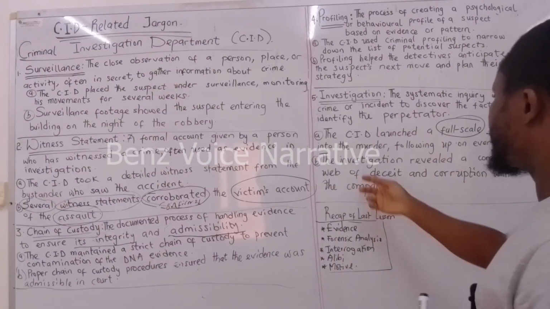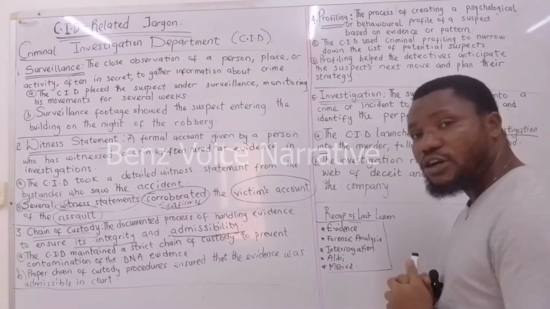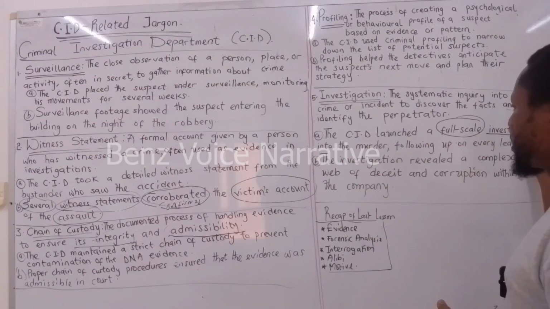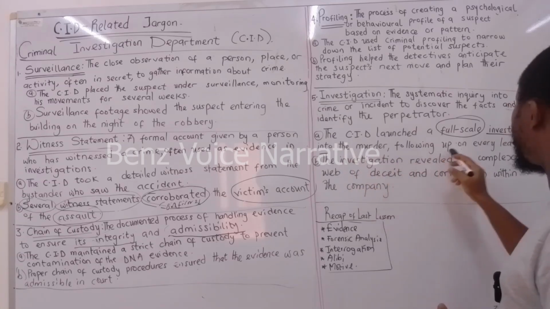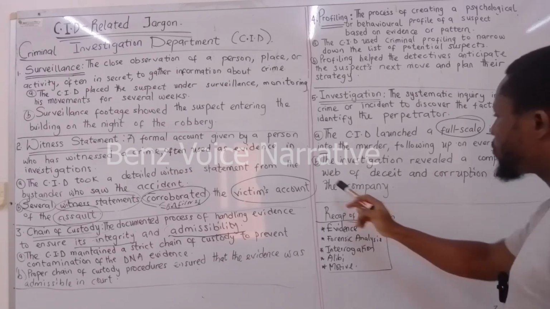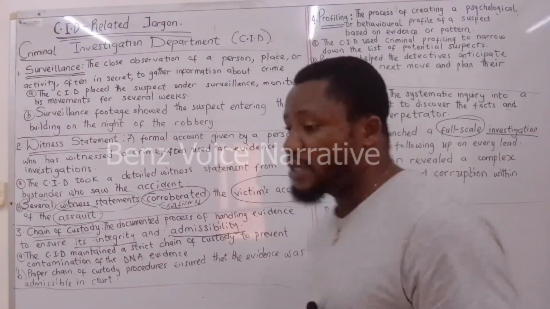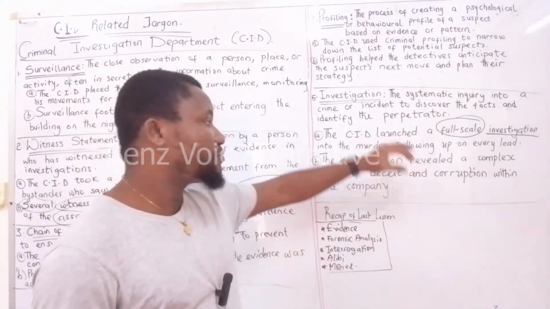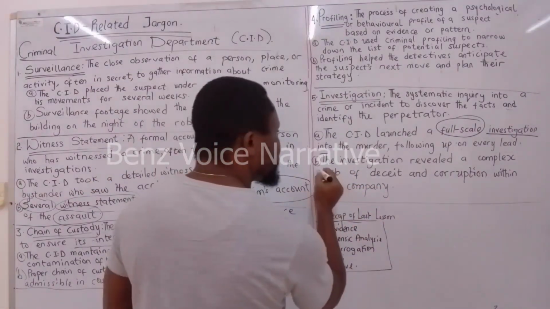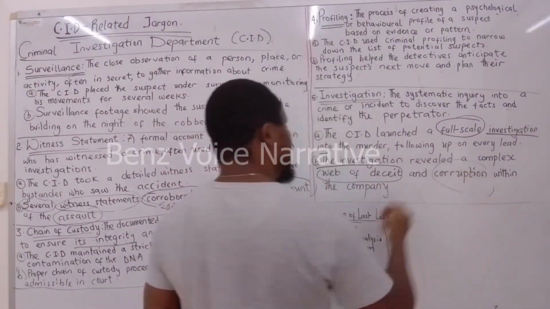And number two, their investigation revealed a complex web of deceit and corruption within the company. So it is through the process of investigation that we can determine whether we have a web of deceit, a chain of deceit and corruption within the company.